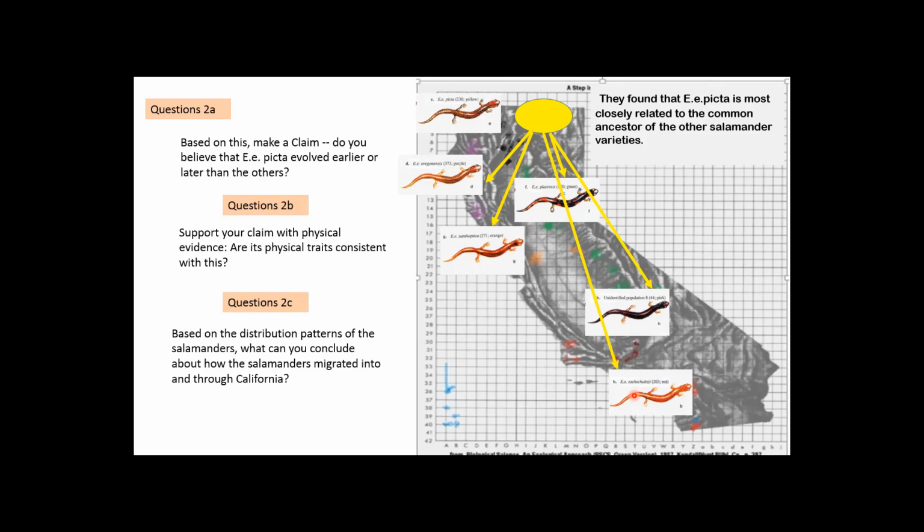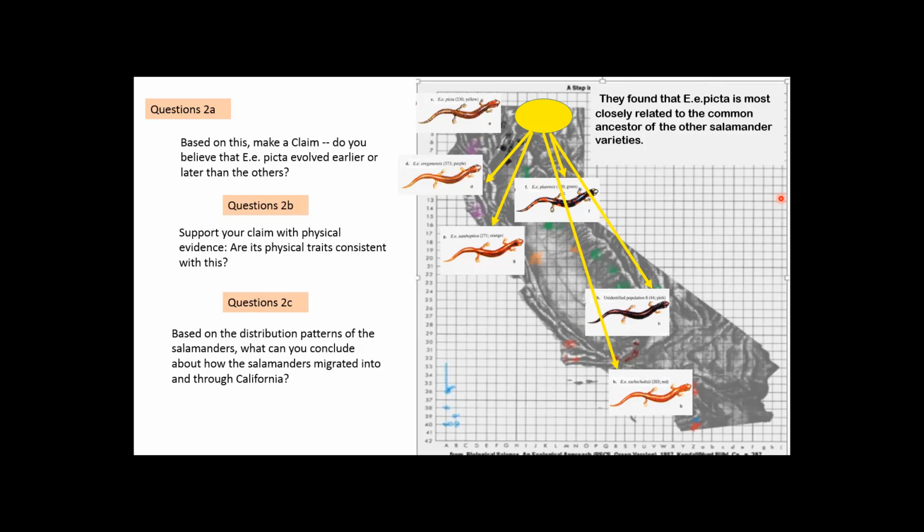Question 2C. Based on the distribution patterns of the salamanders, what can you conclude about how the salamanders migrated through California? So, did the salamanders start in the south and migrate up? Did they start in the east and migrate in this way? Did they start in the west and migrate in this way? Or did they start in the north and then they migrated down? So based on the physical traits that you can see, which way do you think these migrated? Stop the tape if you need to, and if you don't understand this, please give me a call.